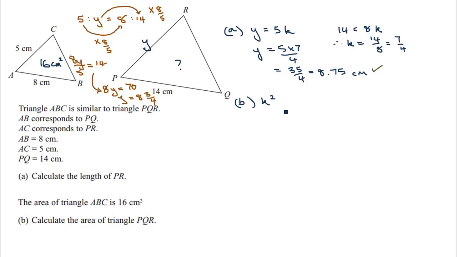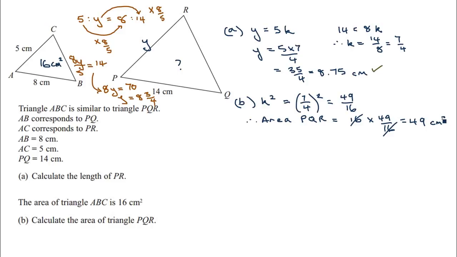Anyway, here we are. So we're trying to find k squared, and k squared is 7/4 squared, which gives us 49/16. So now we've got our scale factor for the area. We can say, therefore, area of PQR must equal 16 times 49/16, and here nicely the 16ths cancel to just give us 49 centimeters squared.